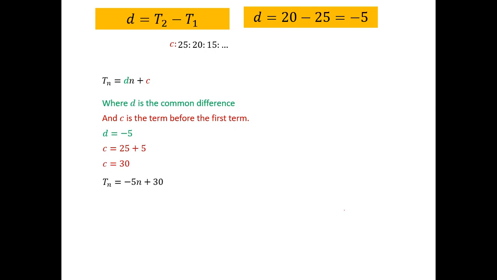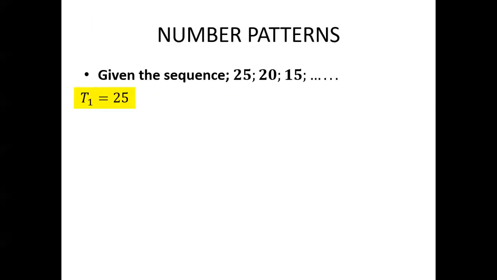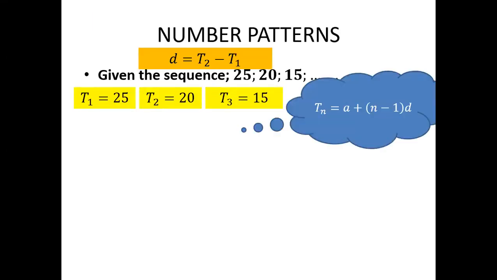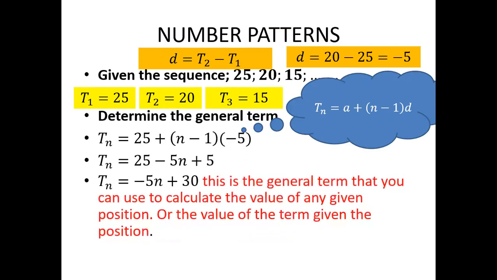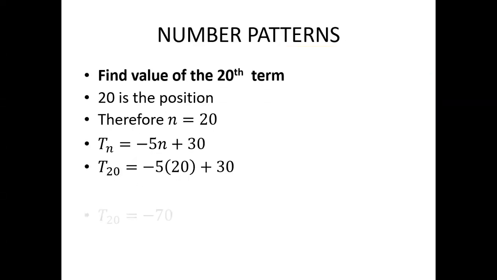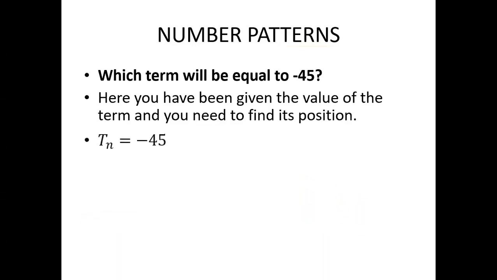That's it. And the rest is pretty much the same as what we have done. This is what you will get if you use the general term formula. Please note that Tn here is -45. So where there is Tn, you go back to the original general term. Where there is Tn, you substitute -45, and transpose 30 to the left-hand side.